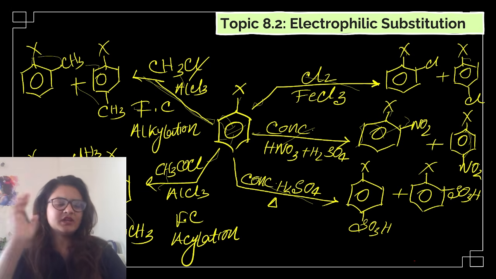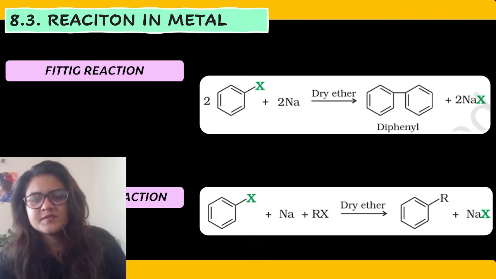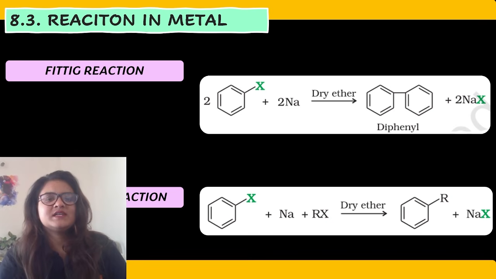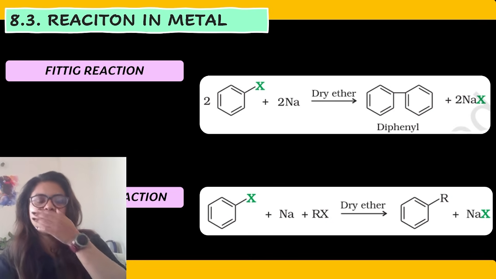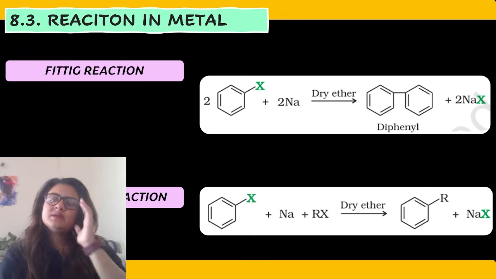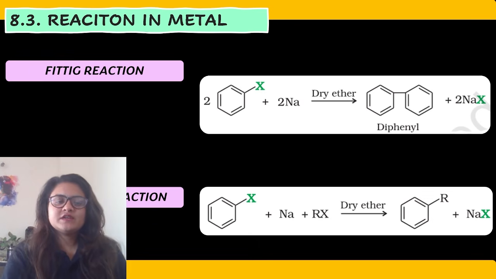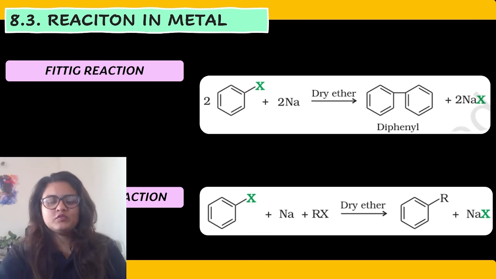This many reactions you can get out of it. Okay, let's proceed. Here you can see reaction with metal. You can proceed with the Fittig reaction. Fittig reaction can give you the diphenyl. Both the benzene rings will be attached to give you the diphenyl, and you can proceed with one alkyl halide, one aryl halide. So Wurtz-Fittig.